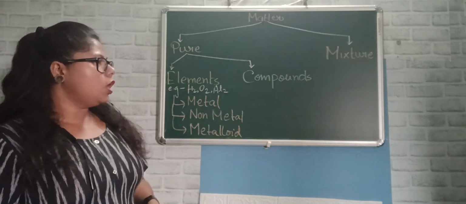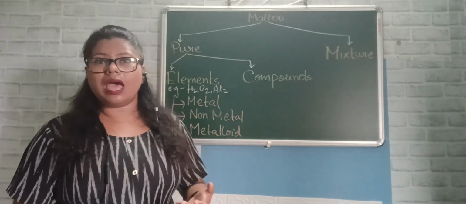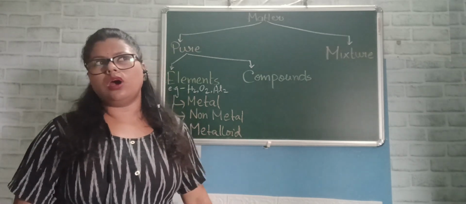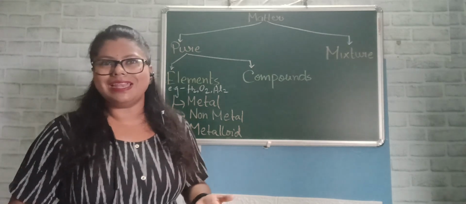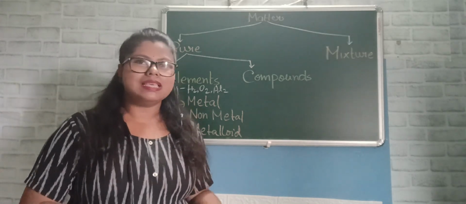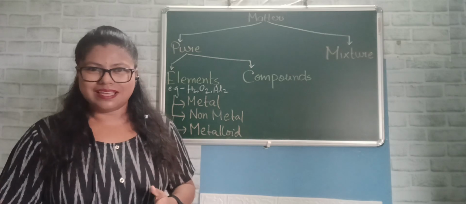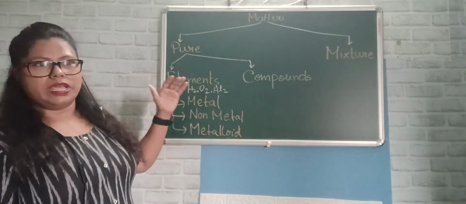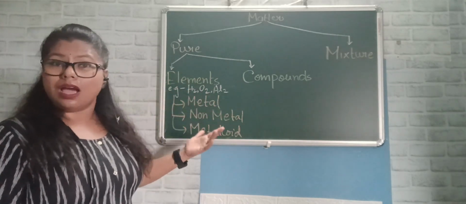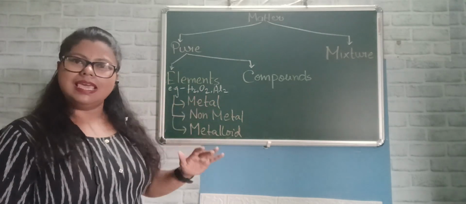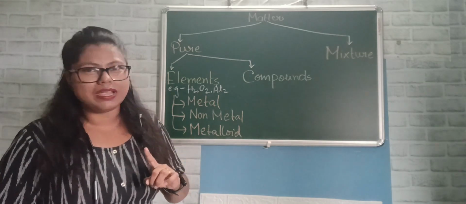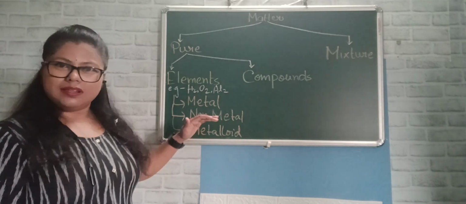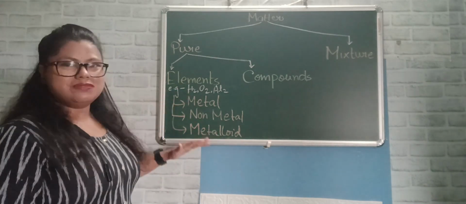If we talk about metalloids: silicon, boron, arsenic, antimony. These are certain substances whose properties are yet to be understood, because they sometimes behave like metal, sometimes like non-metal. Okay, so this is all about elements. If you take metal, non-metal, or even metalloid, they are made up of only one kind of atom, that is their own atom. I hope it is now clear to you, the types as well as the examples.